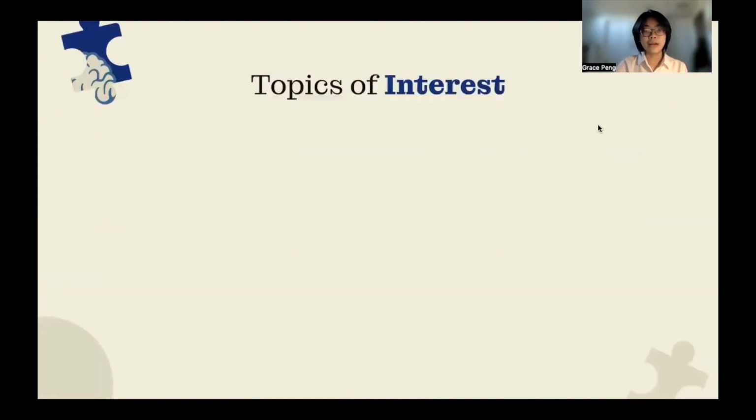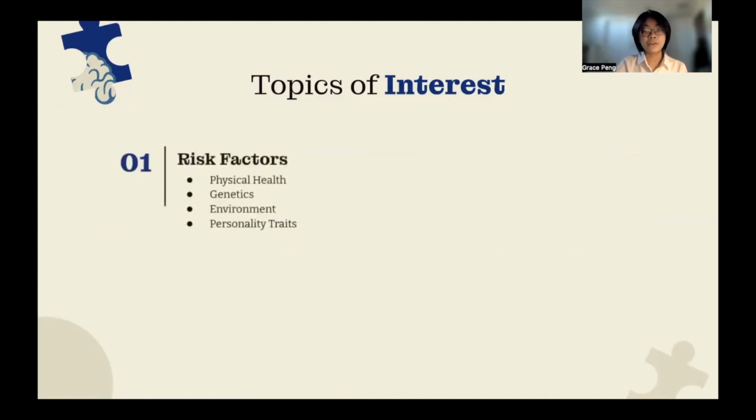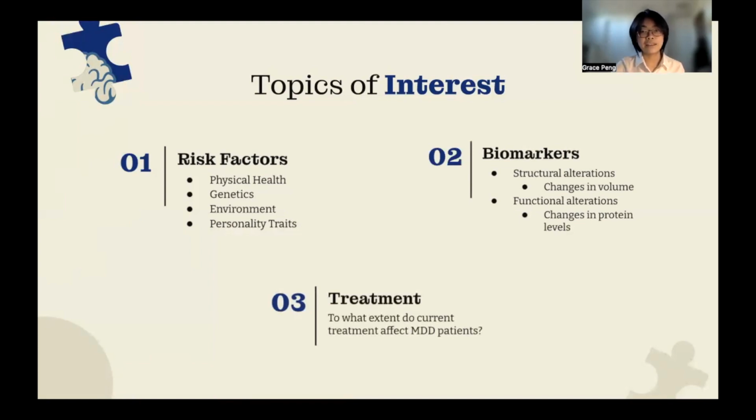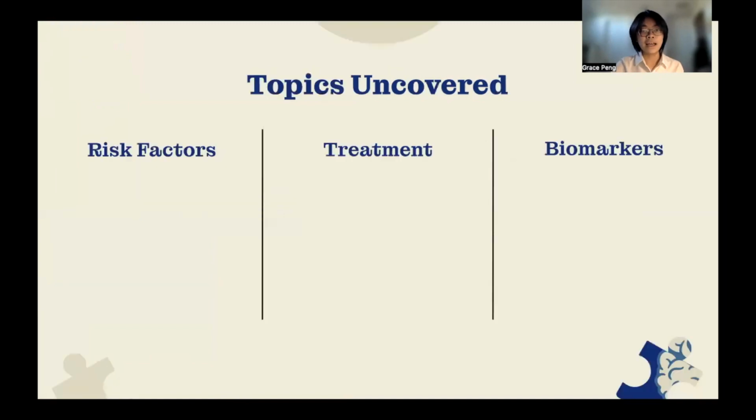In my review, I analyzed three main topics of interest, one of which was risk factors, which are associated with the likelihood of disease, and these include physical health, genetics, environment, and personality traits. Next are biomarkers, which can help indicate the state of the patient, and these include structural and functional alterations in the brain. Last are treatments, and I explored the current extent of how treatments affect MDD patients. With these interests are a few main highlights.